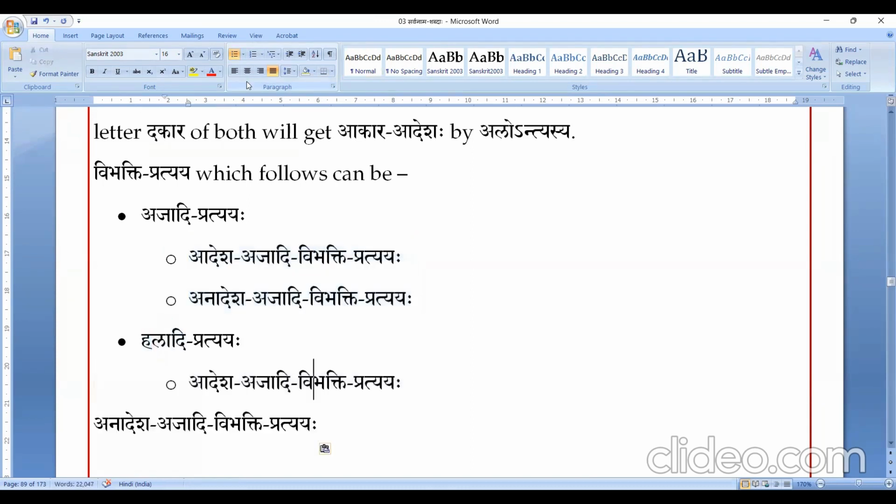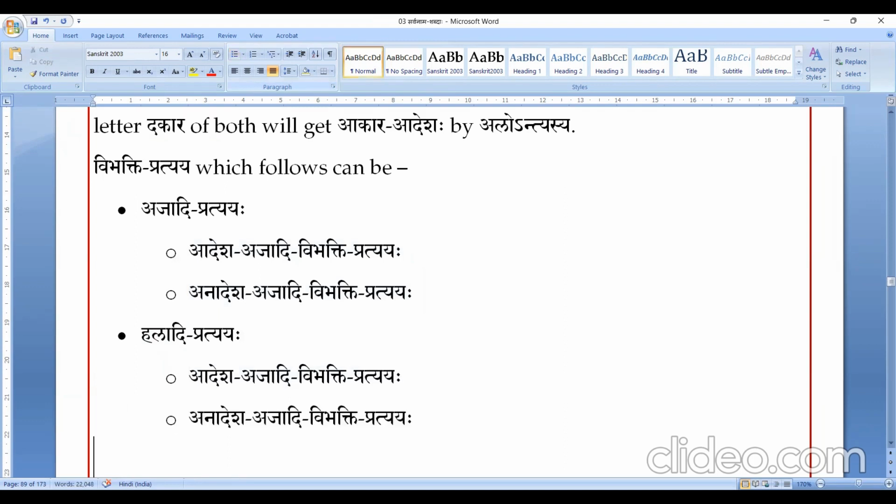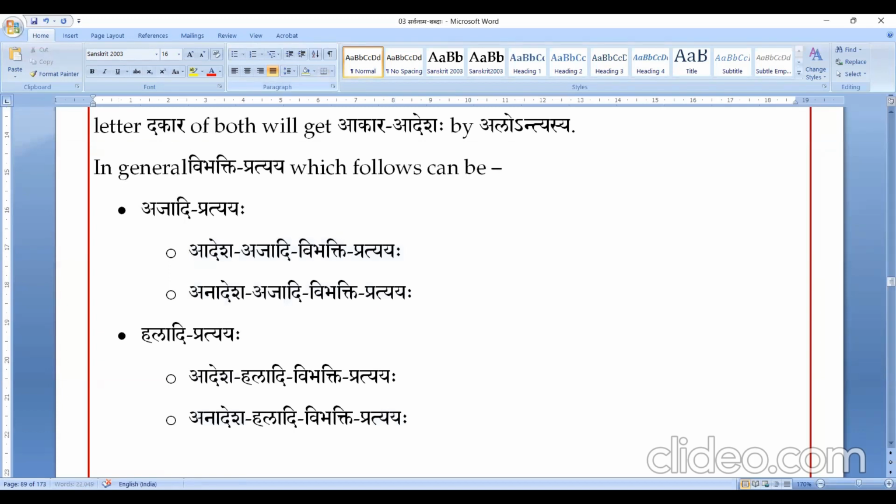Similarly, Haladi could be Adesha Haladi Vibhakti Pratyaya. Whether the scope is there or not, I just write it for understanding. Could be Adesha Haladi Vibhakti Pratyaya or Anadesha Haladi Vibhakti Pratyaya. These possibilities. Vibhakti Pratyaya follows in general. Vibhakti Pratyaya, which follows, can be.